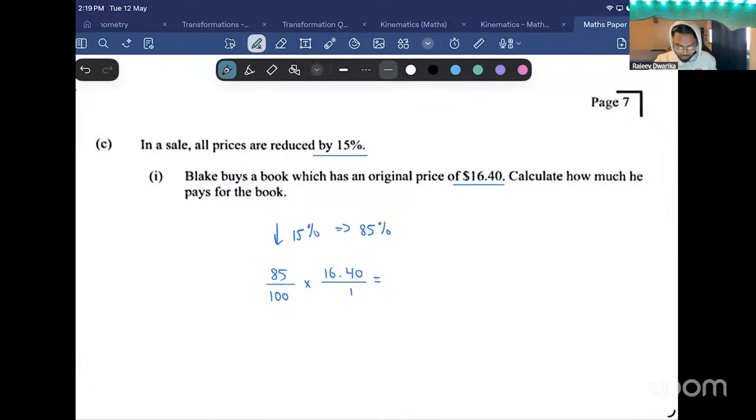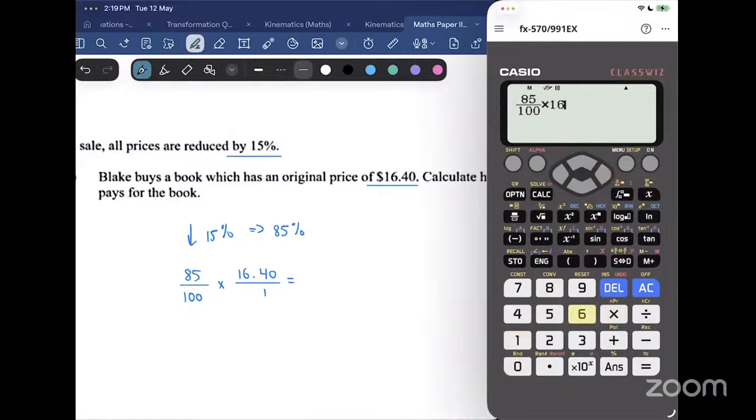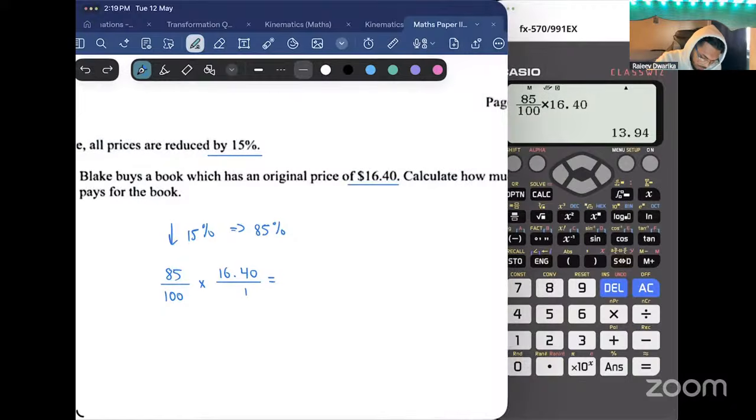Calculator, buddy. Give my cousin my calculator. So 85 over 100 by 16.40 is 13.94. Yeah, I get 13.94. Right? So if you got 13.94, big up yourself.